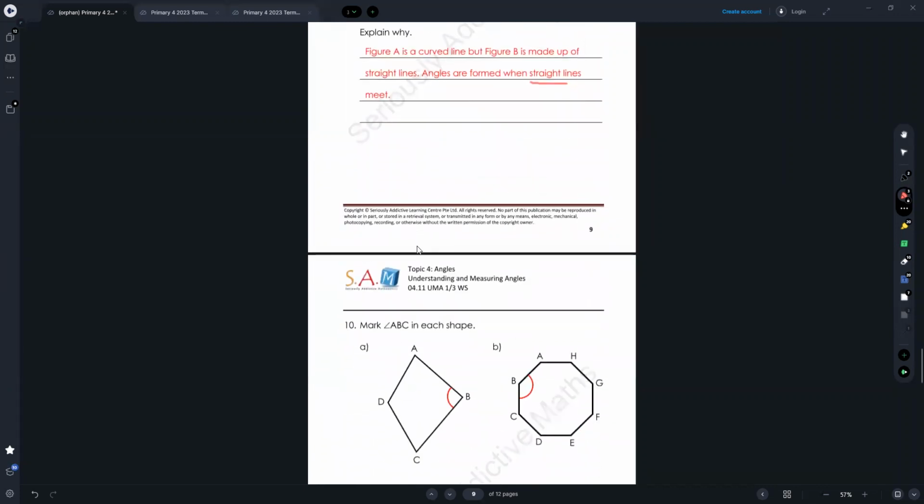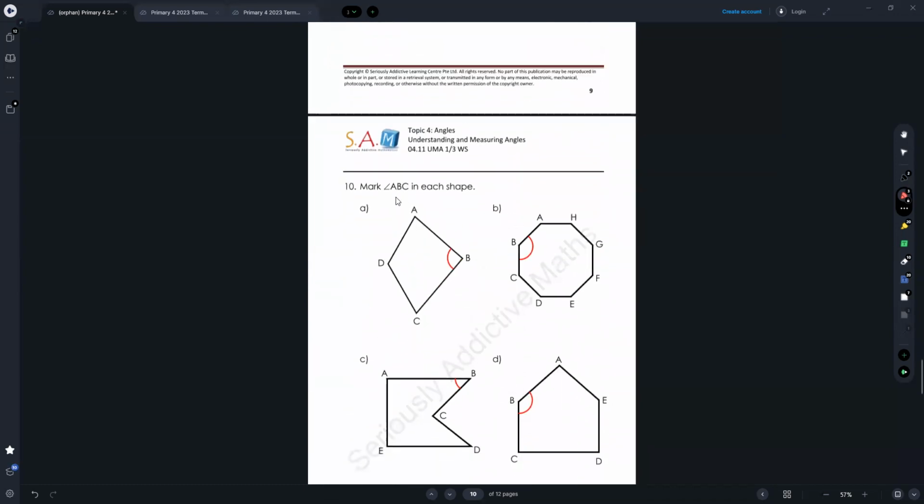Now, what else? Mark angle ABC in each shape. Notice the word "in" here is very important. Why? Because if the word "in" is not there, then angle ABC can be this as well. So take note of that. When you say "in the shape", they are only looking at the angle ABC. B is the middle point. So if they're unable to understand how to name it, look at ABC. B is the middle point, so that B is where it creates an angle here.